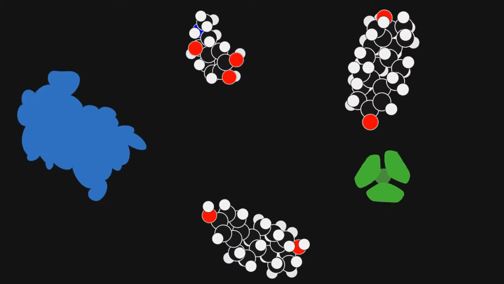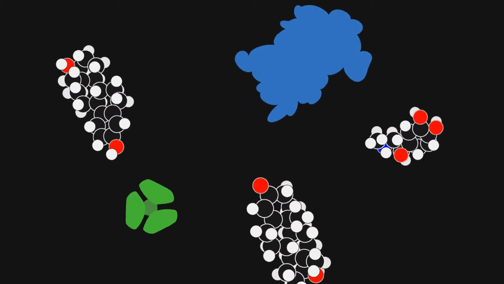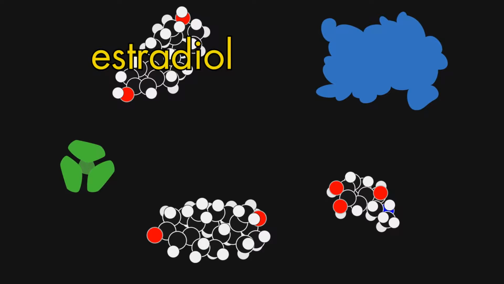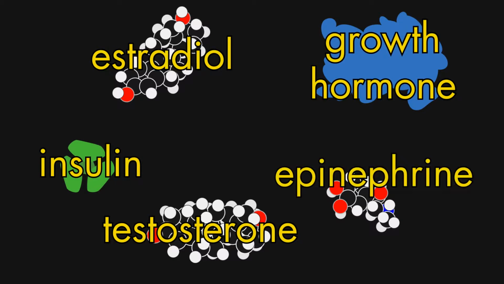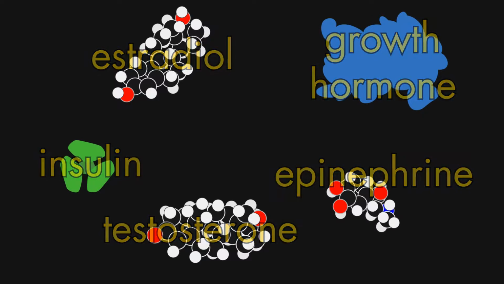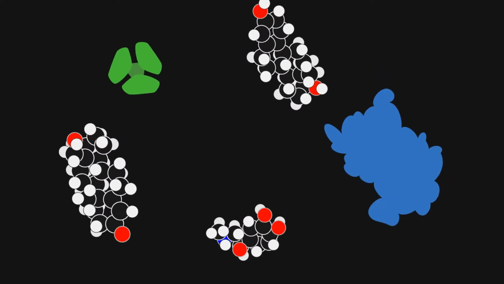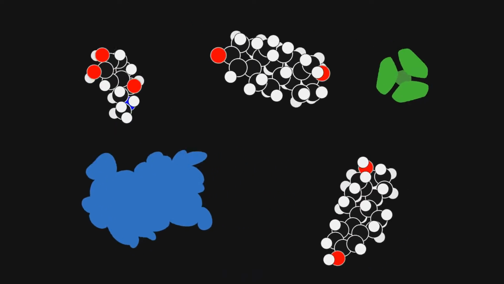There are many different hormones in the body, and each is responsible for different functions. Estradiol, testosterone, insulin, growth hormone, and epinephrine are just a few examples of hormones. Although they are involved in different functions of the endocrine system, hormones work in a similar manner.